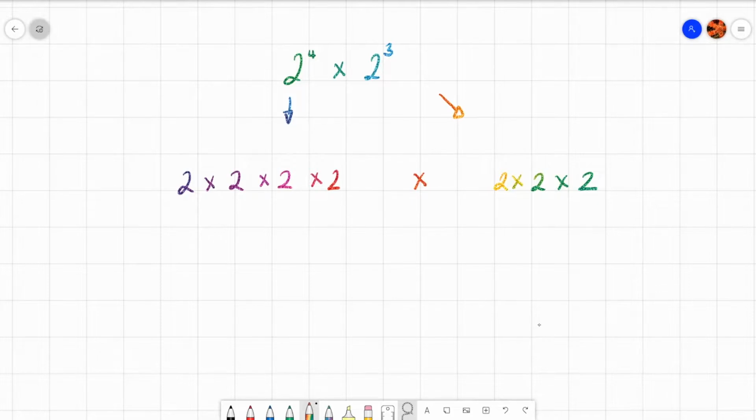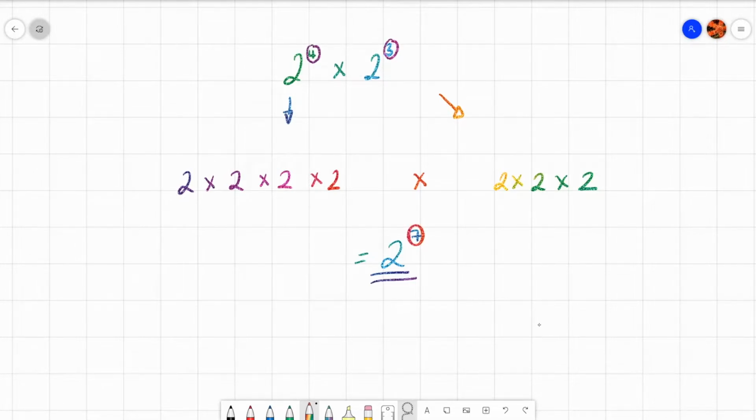Well, how many times in total have we multiplied the number 2 together? Well, 2 times 2 times 2 times 2 times 2 times 2 times 2. We've multiplied 2 by itself 7 times. So the answer is 2 to the power of 7. Now, we don't really work out what 2 to the power of 7 is. We leave the answer as 2 to the power of 7 when we're doing laws of indices questions. And as you can see here, when you are multiplying, you add the powers, because 4 add 3 is 7.